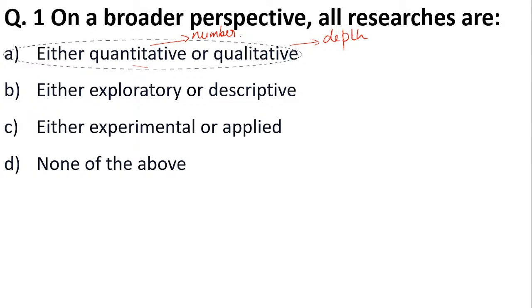Okay, it is not experimental or applied. Okay, experimental researchers are those who look at cause and effect. So do you think all researchers look at cause and effect? No. Okay, so Kavita, option C will not be the right answer. Okay, for example, historical research. Do you think historical researchers deal with experimental or applied? No, na. So that means it is either quantitative or qualitative.